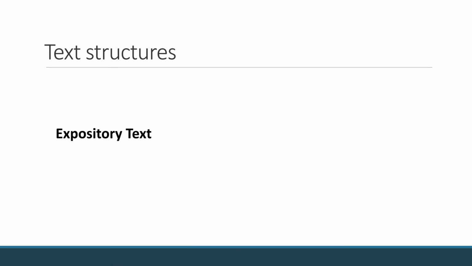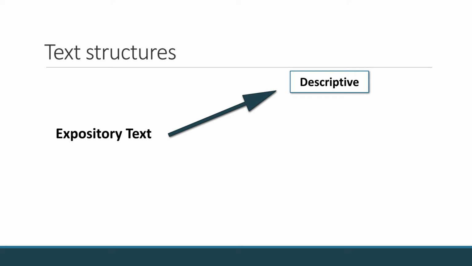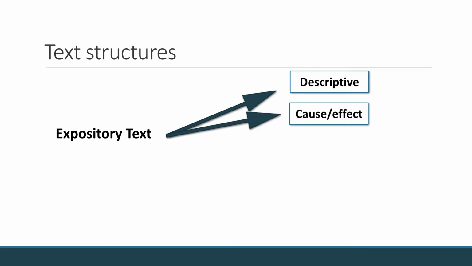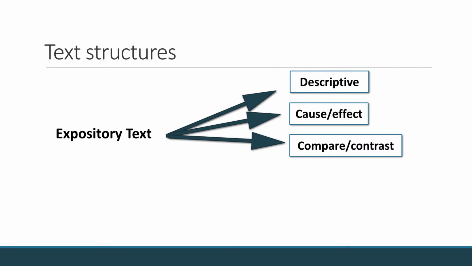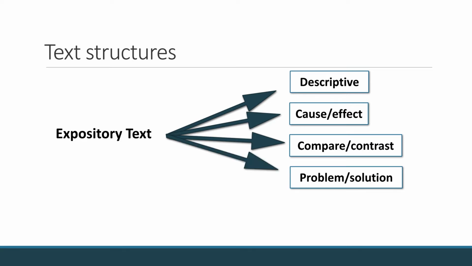Each expository text structure answers a different type of question and serves a different purpose. A descriptive text structure is meant to tell the reader what something is. A cause-effect text structure is meant to give reasons why something happens or exists. A compare-contrast text structure is meant to show similarities and differences between two topics. A problem-solution text structure is meant to state a problem and offer solutions.